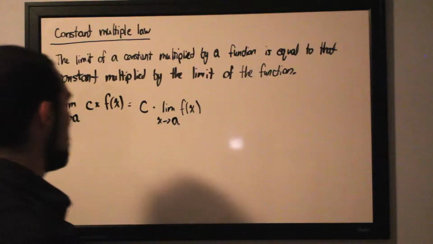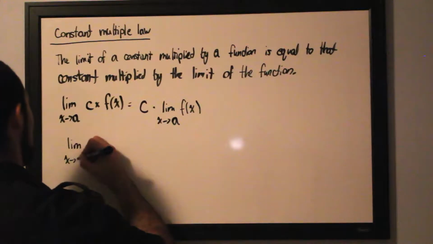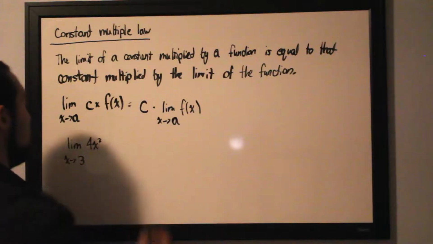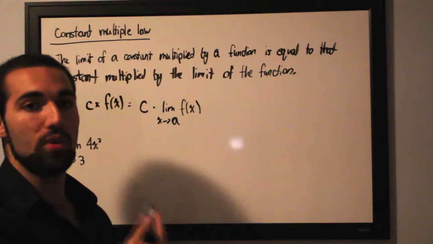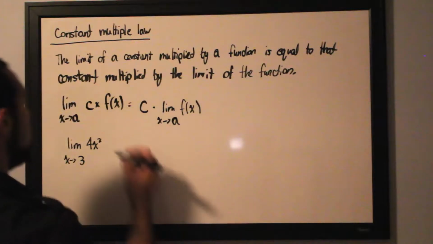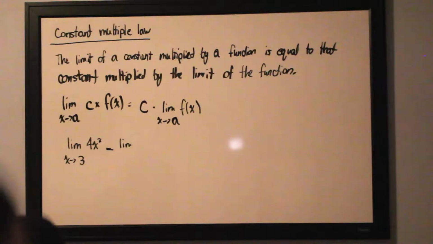Say we wanted to take an example. We want to evaluate the limit as x approaches 3 for 4x squared. This 4 is a constant. It's always going to be there. So what we can do is pull it out of the limit. So this is going to be equal to the limit. It's going to be 4.